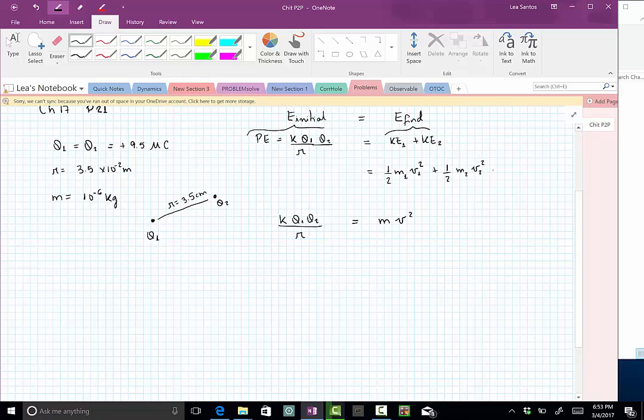And now from here you can get the speed. You have all the information: you have K, Q1, Q2, R, and the mass is given. From here you can now get the speed of these particles. They will be moving in opposite directions, but with the same value, the same speed.